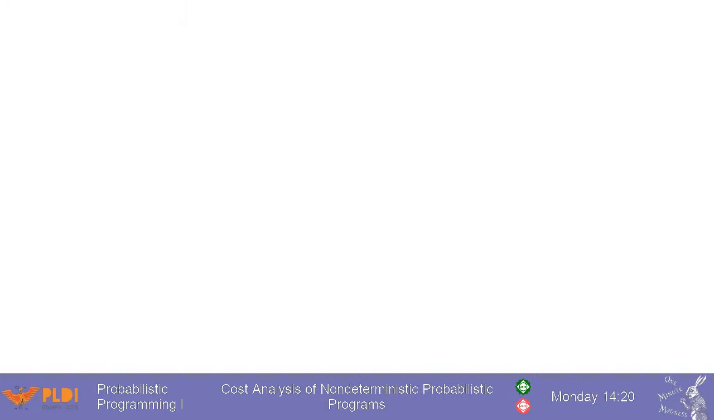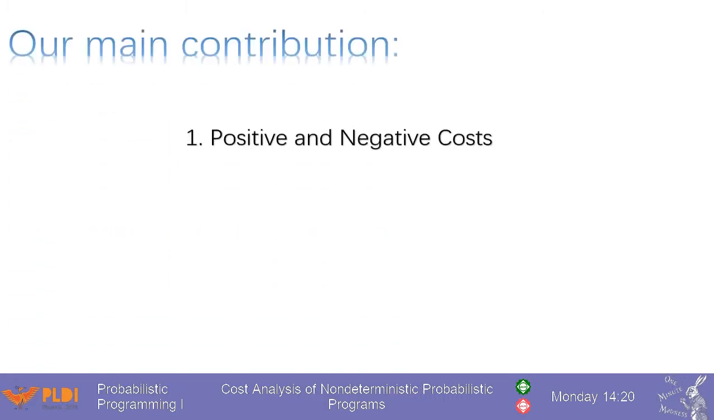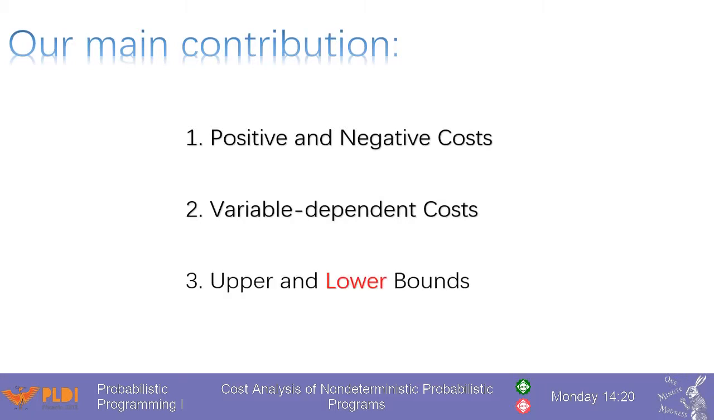Here's our main contribution. First, in contrast to previous approaches that can only handle positive costs, our approach can handle both positive and negative costs. Second, previous approaches require the one-step cost to be bounded constants. Our approach can handle unbounded variable-dependent costs, which allows us to consider real-world examples. Third, while previous works could only present sound upper bounds, our approach can provide both upper and lower bounds on the expected accumulated costs. This is the first approach that is able to provide lower bounds for expected accumulated cost.